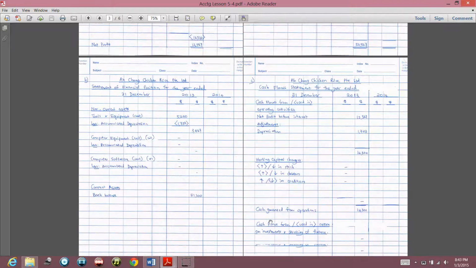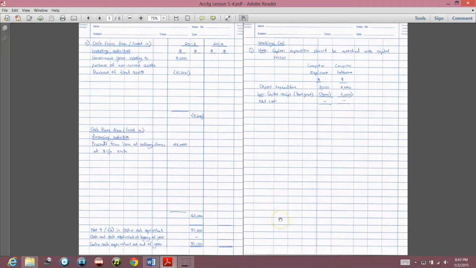So now look at this working sheet. So I put a note here for the students. You can put a note in the exam also. Capital expenditure should be matched with capital receipt. So the computer equipment and computer software, the cost is the capital expenditure that the company paid, which is 3,000 and 2,000. Then capital receipt, the government grant that we received in respect of this purchase, is also 3,000 and 2,000.